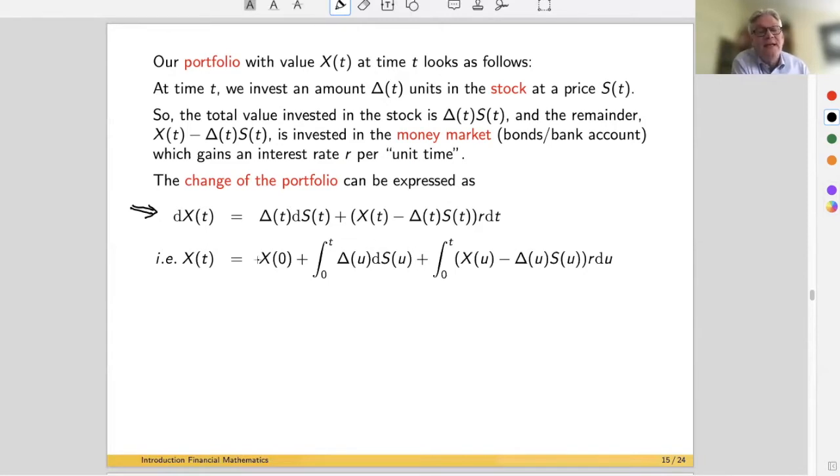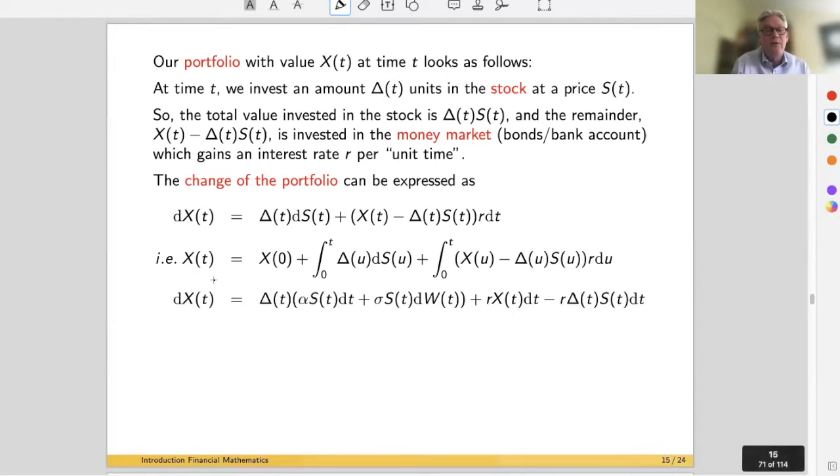Xt is equal to x0 plus the integral from 0 to t of delta u dSu, plus the integral from 0 to t of (Xu minus delta u Su) times r du. Now, for the dynamics of S, we know the geometric Brownian motion, and we can substitute them here, and we will do that in the next line.